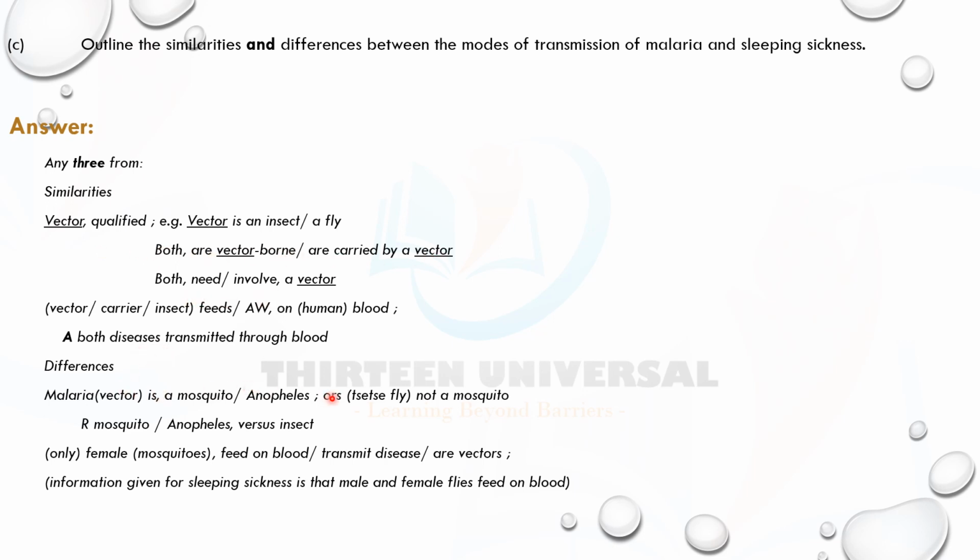Both are vector borne, carried by a vector. The malaria vector is a mosquito, while the other one is a fly. The similarities are that they both have vectors, vector borne, and the vectors feed on human blood in both cases. So both diseases are transmitted through blood. The difference is malaria is transmitted by the female Anopheles mosquito, while for sleeping sickness, both male and female flies feed.